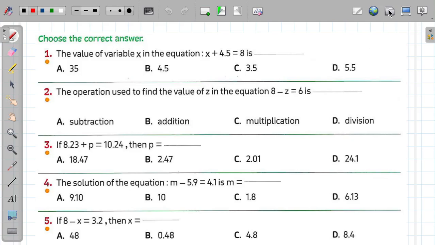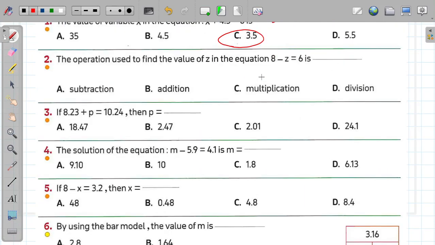The first one here, I wanted to find the value of the variable x in the equation x plus 4.5 equals 8. So I will send 4.5 to the other side. I have here addition, so I will send it with subtraction, so it will be 8 minus 4.5 and this equals x. Okay, so I will write a point and 0. So 0 minus 5 can't be, so I will borrow from 8, which becomes 7, and 0 becomes 10. 10 minus 5 equals 5. 7 minus 4 equals 3, so the value of x equals 3.5.